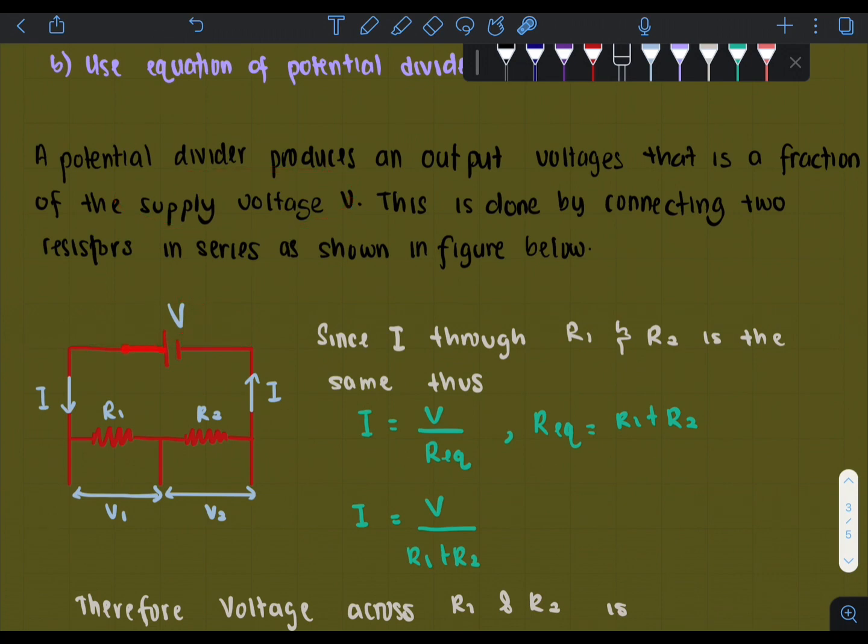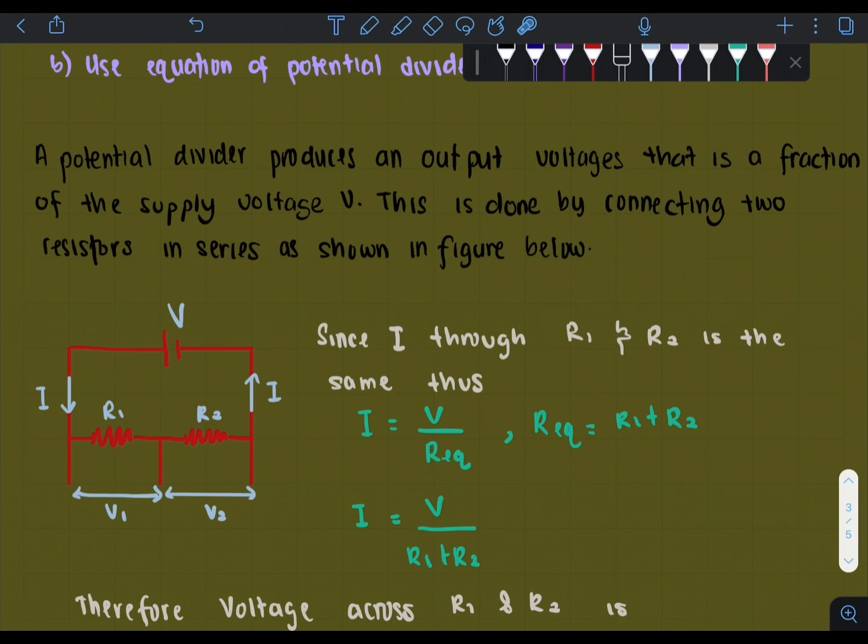Okay. So in this circuit now, we connect resistor R1 and R2 in series. What we are trying to do is get a certain output of the voltage from this total voltage. To get this certain amount of the voltage, we have to have the resistors so that we can get the voltage across a particular resistor. So we can get V1 and V2, which is a fraction of the total V.